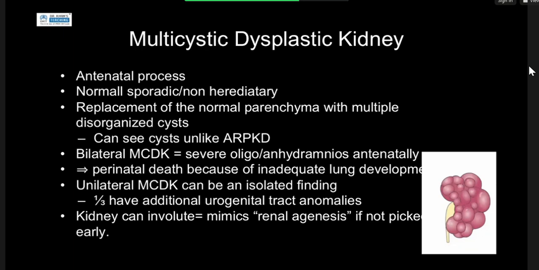Unilateral ones can be an isolated finding, but they can be associated with additional urogenital tract anomalies as well. So if you see one abnormal kidney, you have to look through to see if there are any other abnormalities you can pick up. Over time the kidney can involute, so it basically just dies off. If it's not picked up early, you might be scanning a 6-year-old, for example, and diagnosing them with unilateral renal agenesis, but it's actually because they've had an antenatal history of multicystic dysplastic kidney. So just be aware that over time the kidneys tend to involute, so it may disappear as you do follow-up imaging.